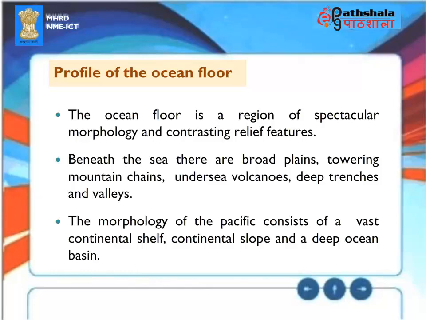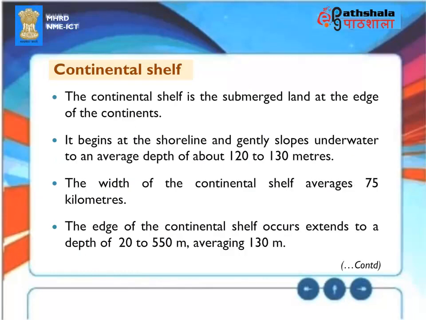The morphology of the Pacific consists of a vast continental shelf, continental slope, and a deep ocean basin. Continental shelf. The continental shelf is the submerged land at the edge of the continents. It begins at the shoreline and gently slopes underwater to an average depth of about 120 to 130 meters.